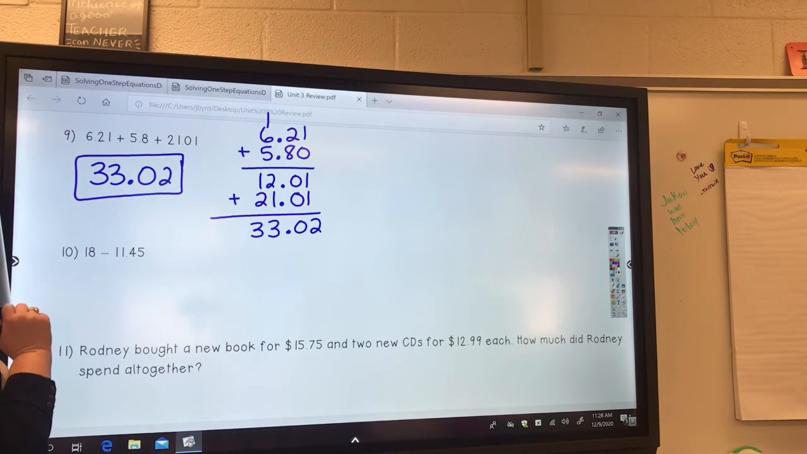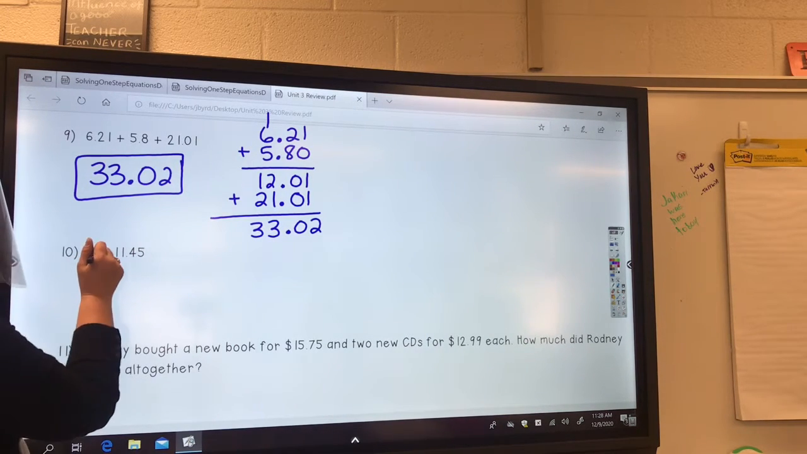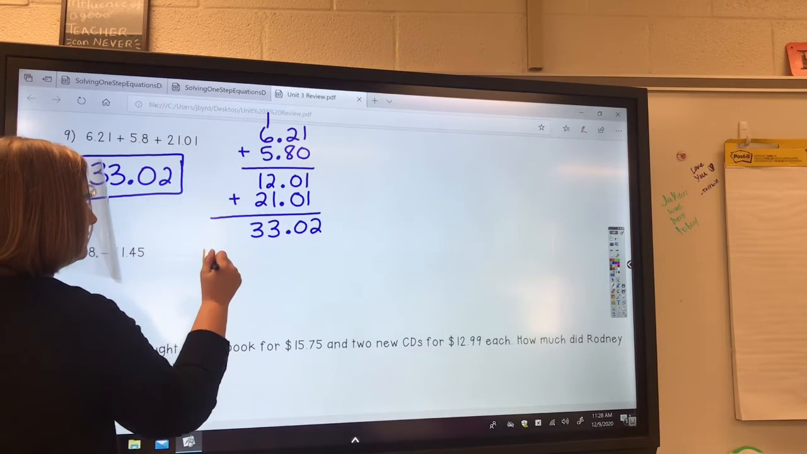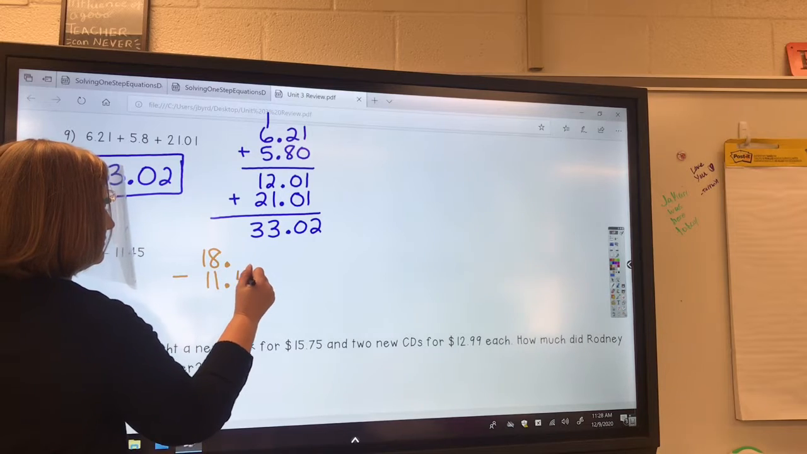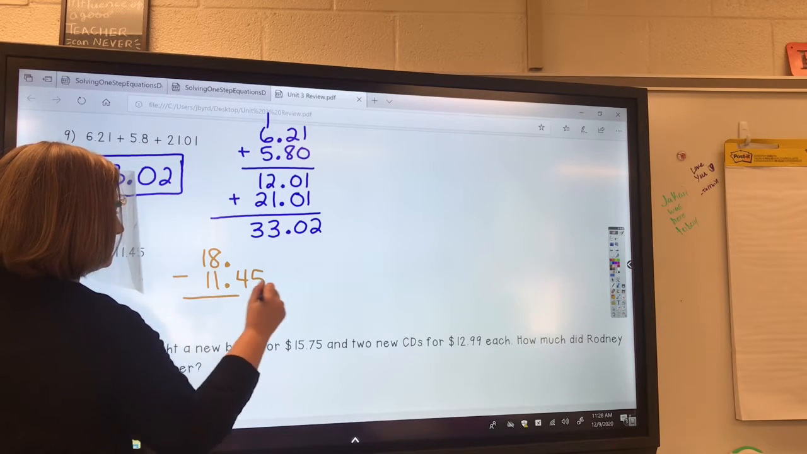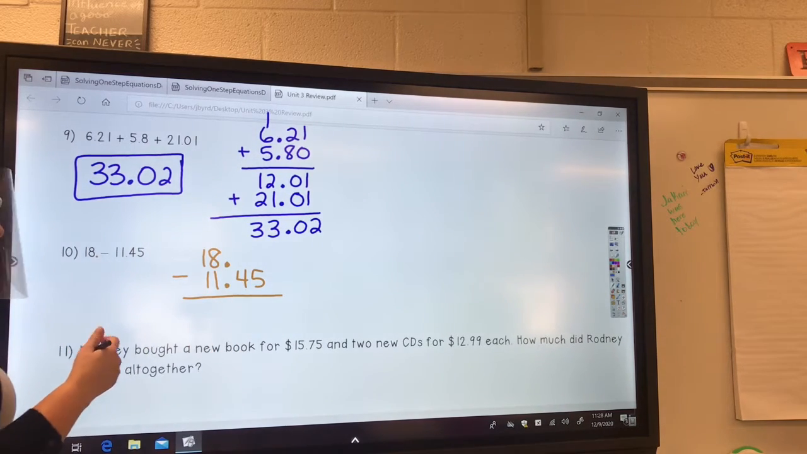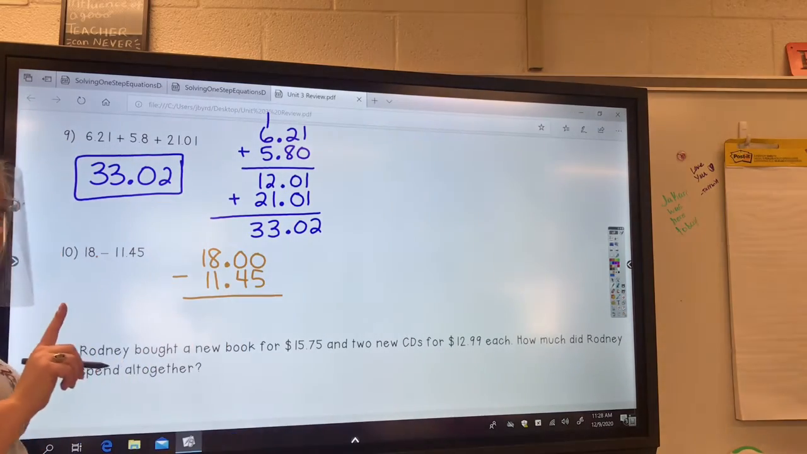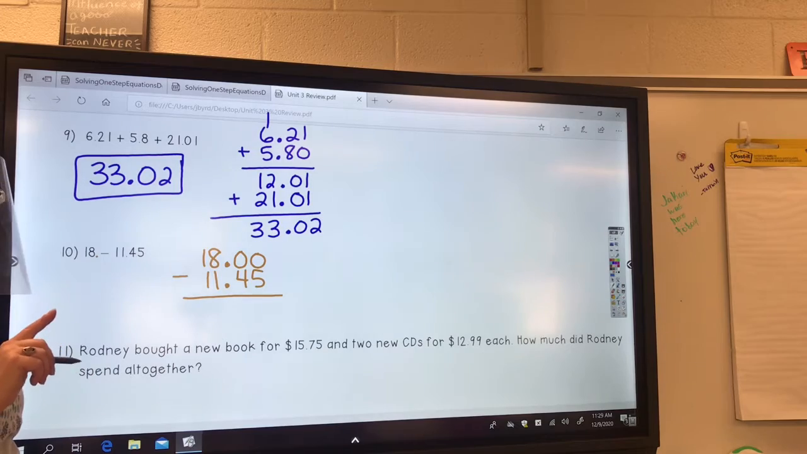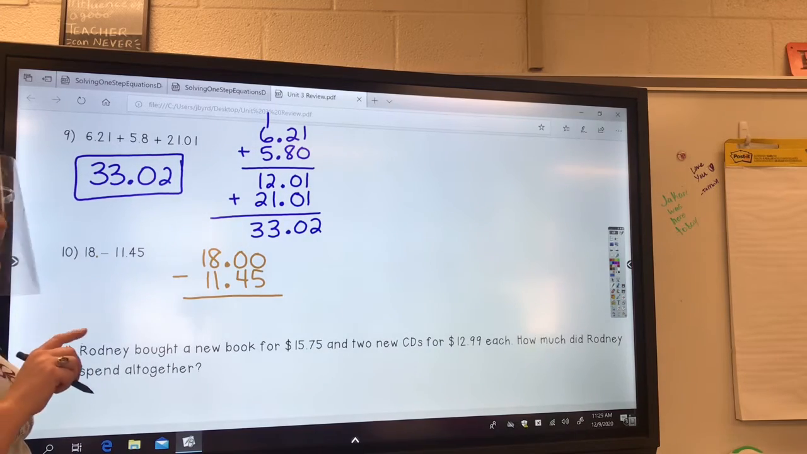All right, where's my decimal for 18? Behind the 8. Can I do that? No. What do I have to do? Add 2 zeros. All right, y'all, I want you to pay attention. This is where some people today have mixed this up just a hair bit.